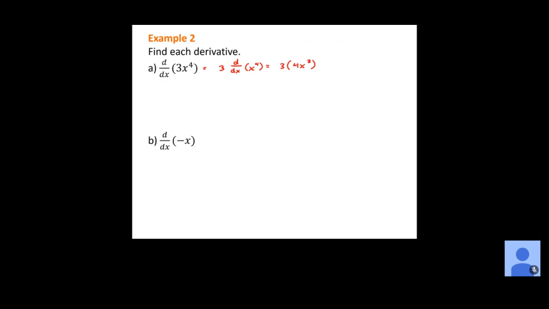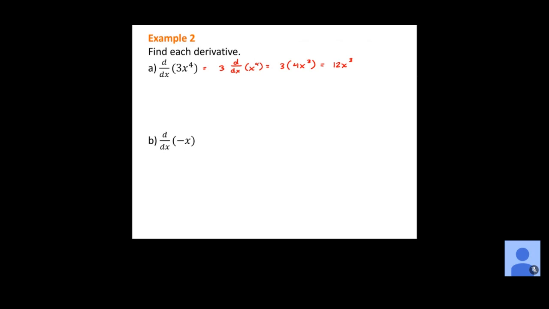Now we can multiply these together, right? So I'm multiplying the constant that I brought out front times the 4x cubed. And so what's that going to give us overall? 12x to the third. Good. Okay. And that is our derivative, right? So that's our final answer there.